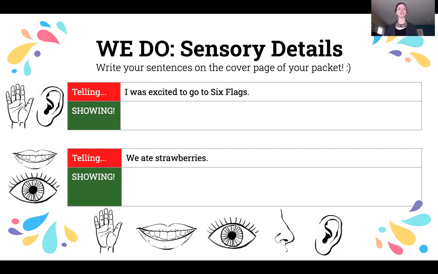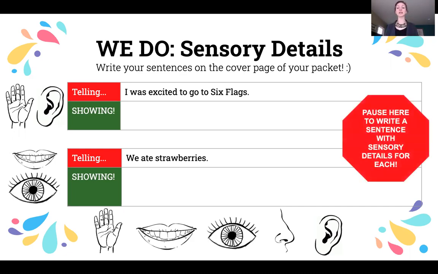Then I'd like to, another example. So telling would be like, we ate strawberries. What would showing be for this? How could you describe the taste, how they look, or something else? Pause here to write a sentence with sensory details for each.